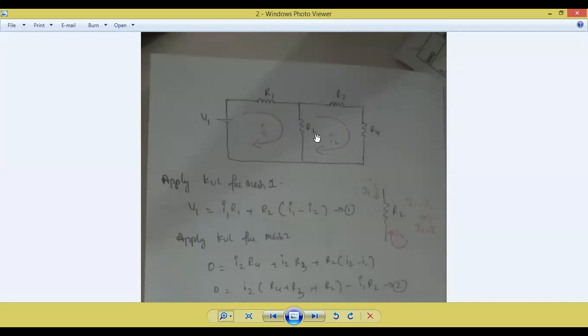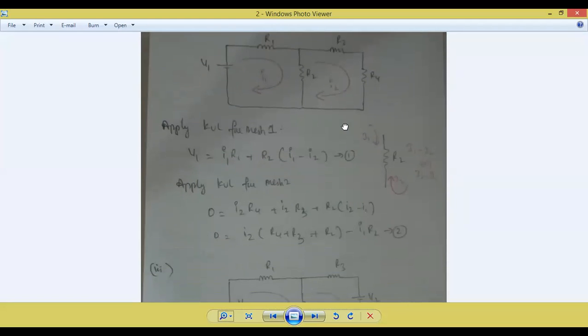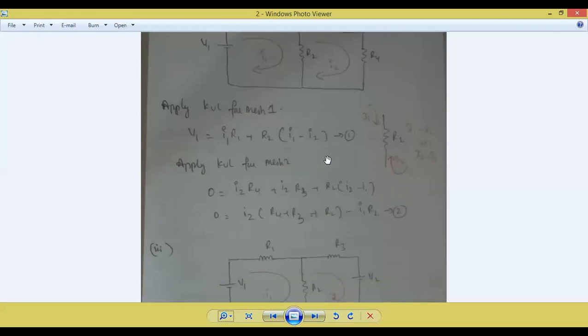Between the meshes. What happens? I2 and I1 are flowing in opposite directions, so one particular condition we have to take. Now which current is greater? We assume I2 is greater. So the expression is I2 into R4, I2 into R3, and R2 into I2 minus I1. Next, you have to take I2 common.